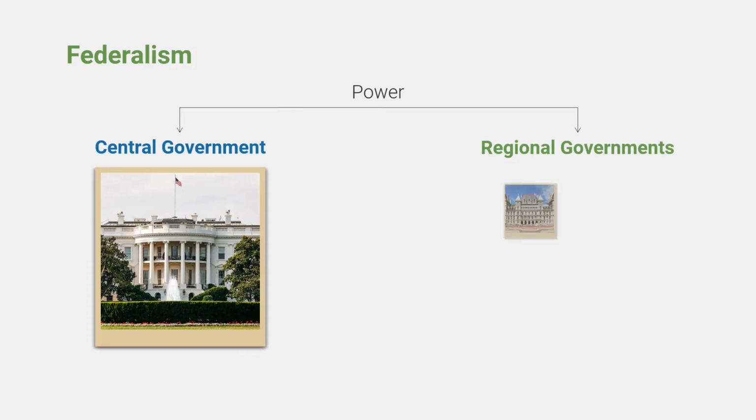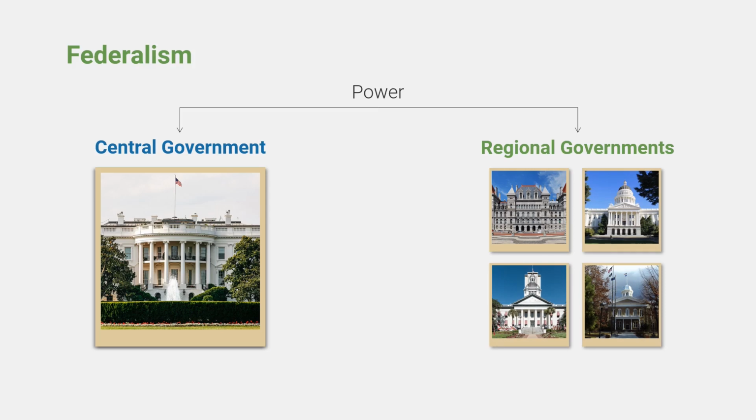Federalism. Federalism is a form of government in which power is divided between a central government and smaller regional governments. The central government has the authority to make decisions on national issues, while the regional governments have the authority to make decisions on local issues. Federalism is often used in large, diverse countries where there are significant cultural or geographic differences between the regions.